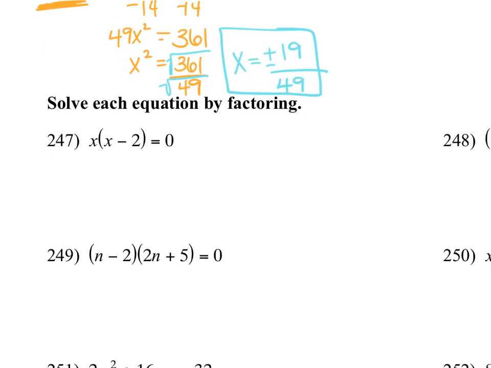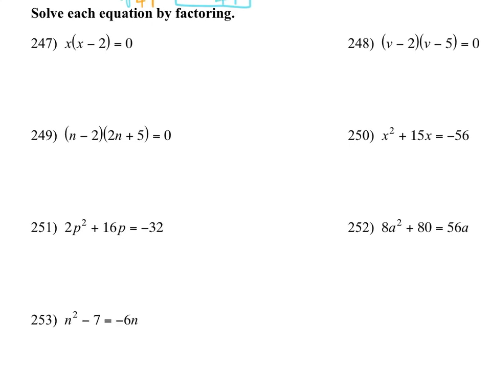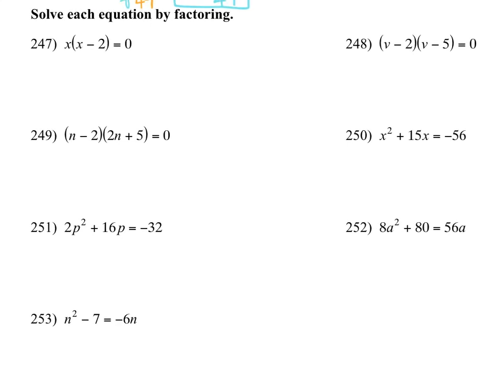Okay, so the next section is actually very simple because, again, you're still doing the inverse operations for all of these. Now, in this section, solve each equation by factoring. Okay, well, it's already factored, or the first 3 are actually factored, right? 247 is already factored, 249 and 248 are already factored. So what you really want to understand is that these two terms are being multiplied. So x and x minus 2 are being multiplied, and it's going to equal 0. So something times something equals 0. Well, one of those is going to have to equal 0.